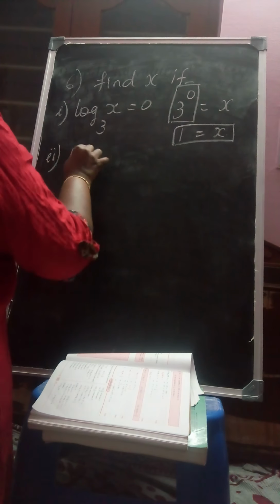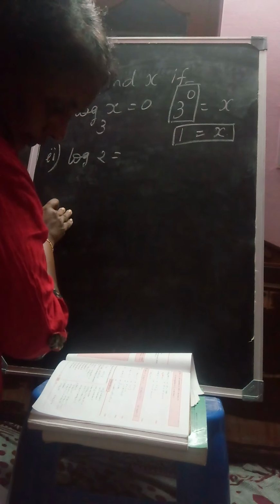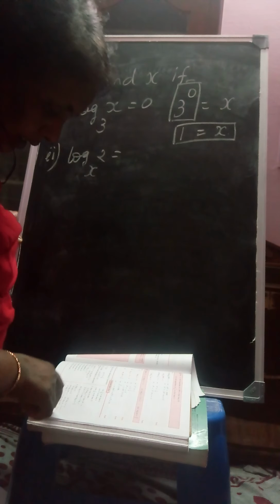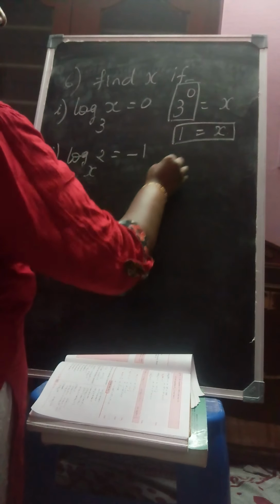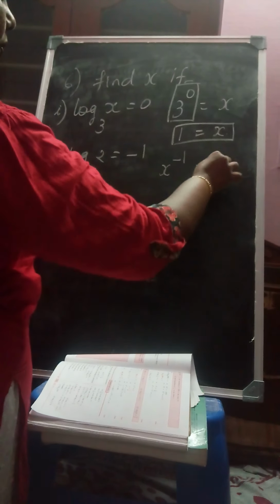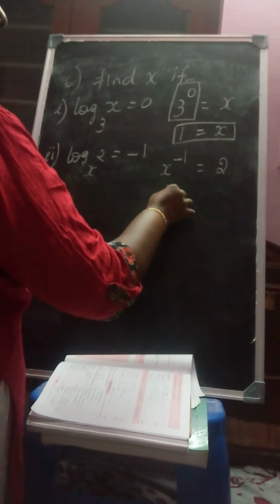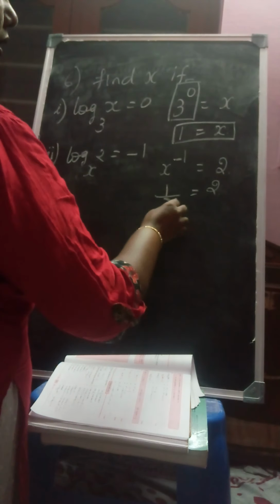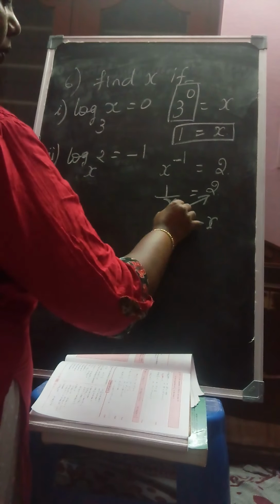log_x 2 is equal to minus 1. Now here again, x to the power of minus 1 is equal to 2. Now, this you can write as 1 by x. Here, negative power, so this x will come to the denominator. Now, this is 2. Now, what will be x? x will go here. So, x will be equal to 1 by 2.